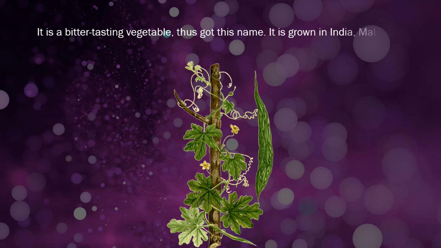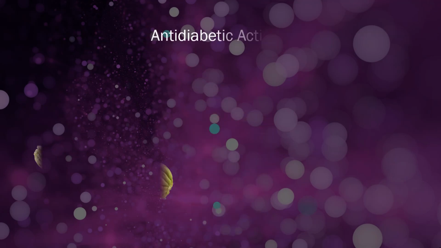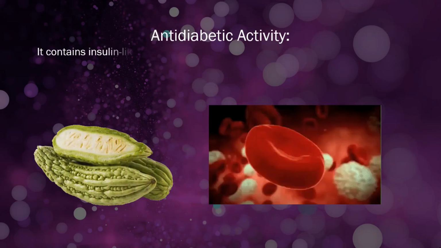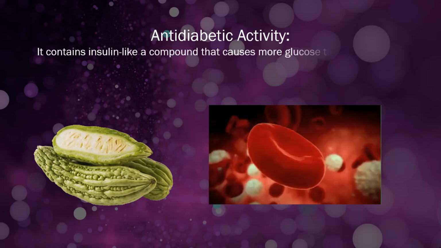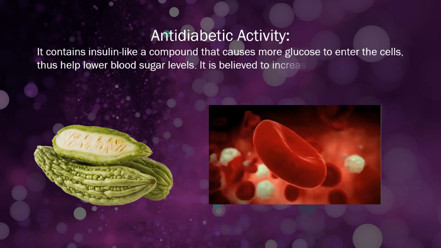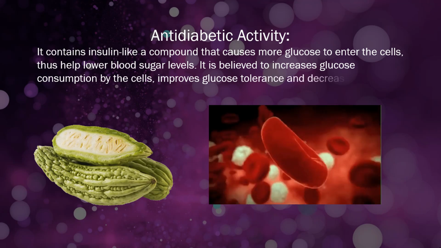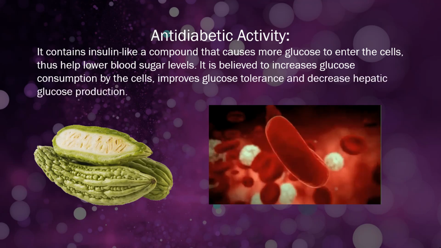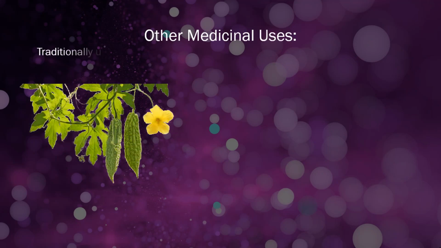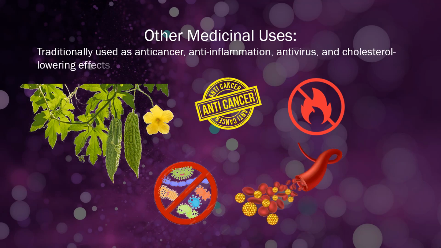It is grown in India, Malaysia, China, Africa, the Middle East, the United States and Thailand. Anti-diabetic activity. It contains an insulin-like compound that causes more glucose to enter the cells, thus helping lower blood sugar levels. It is believed to increase glucose consumption by the cells, improve glucose tolerance and decrease hepatic glucose production. Other medicinal uses. Traditionally used for anti-cancer, anti-inflammation, antivirus and cholesterol lowering effects.